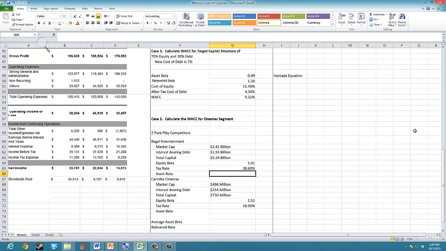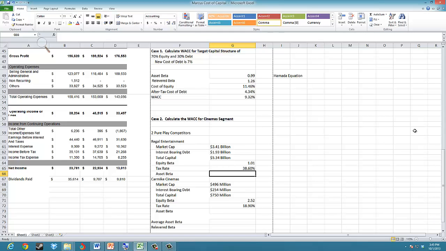Just like before, we're going to use the capital asset pricing model. Although it may not be the best model to look at, we can use it in this case because we have the betas for two competitors that operate only in the cinema segment. And we know what their capital structure looks like, so we can unlever those betas.